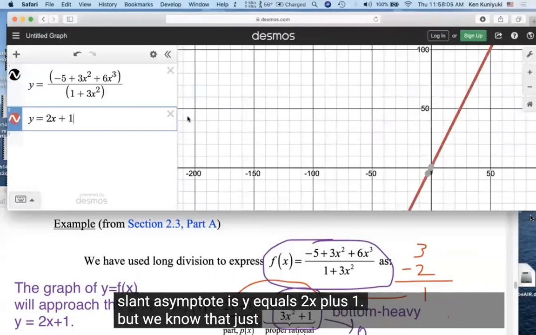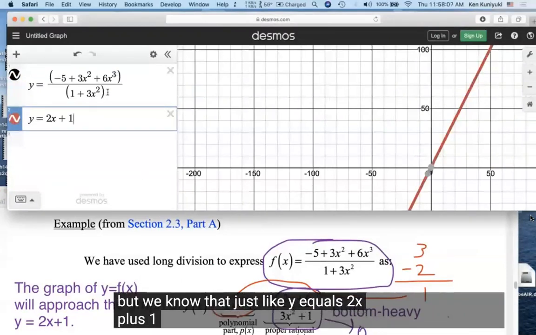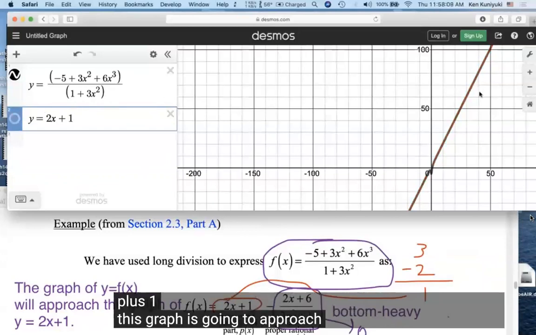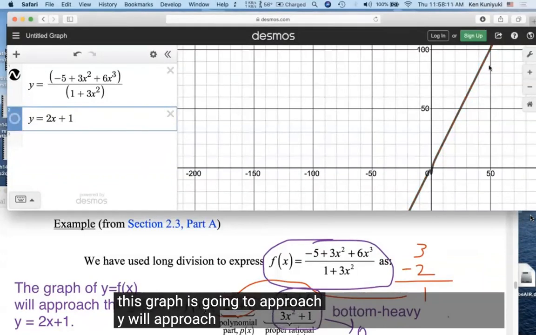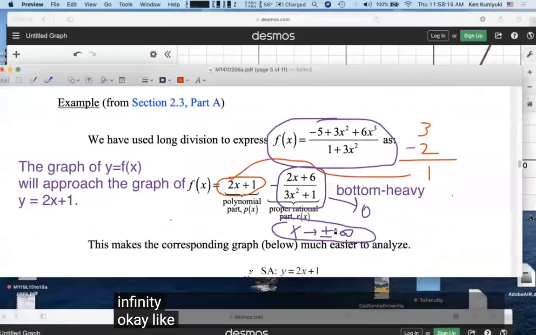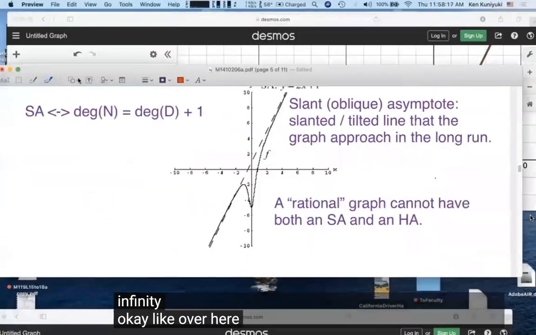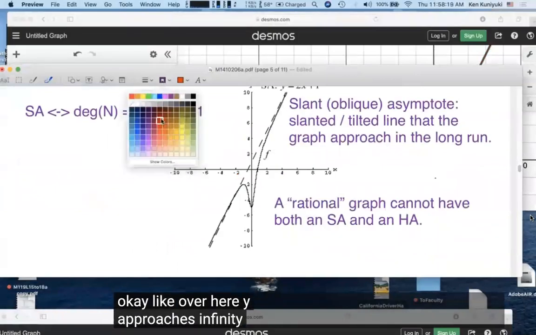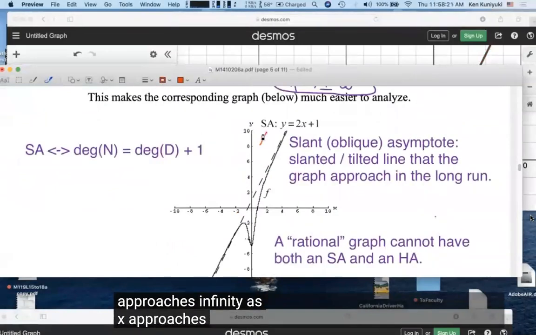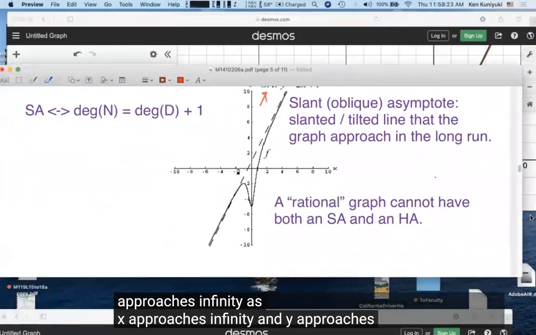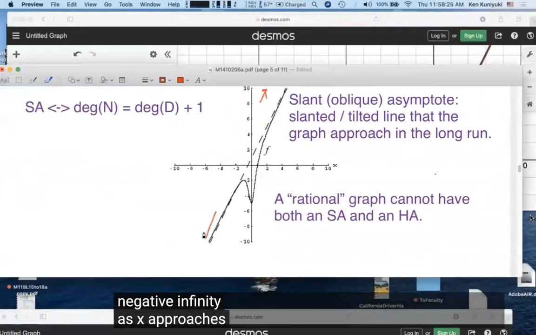But we know that just like y equals 2x plus 1, this graph is going to approach infinity as x approaches infinity, like over here. Y approaches infinity as x approaches infinity, and y approaches negative infinity as x approaches negative infinity.